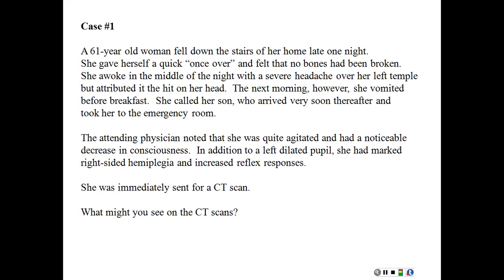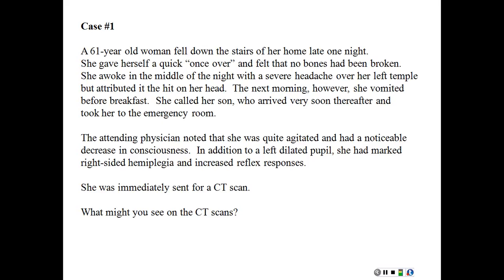A 61-year-old woman fell down the stairs of her home late one night. She gave herself a quick once-over, and felt no bones had been broken. She woke in the middle of the night with a severe headache over her left temple, but attributed it to the hit over her head. The next morning, however, she vomited before breakfast, called her son, who soon arrived and took her to the emergency room.